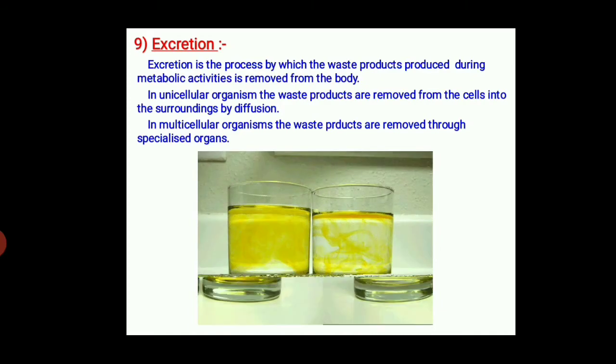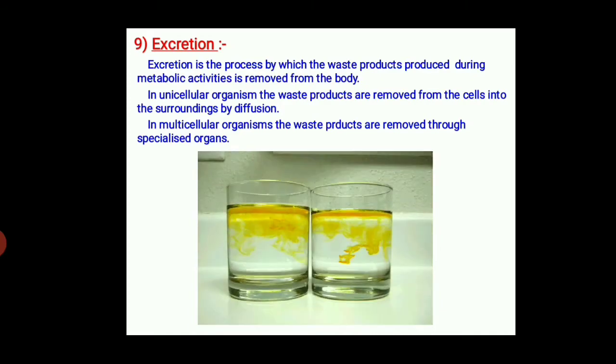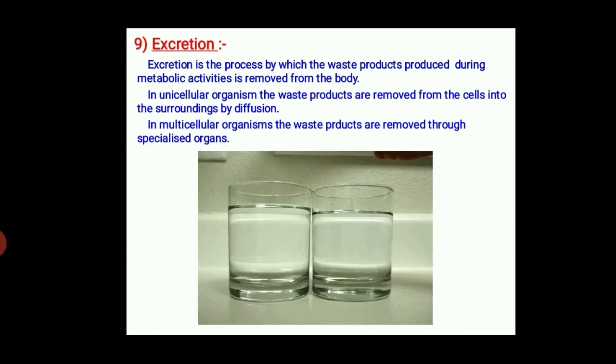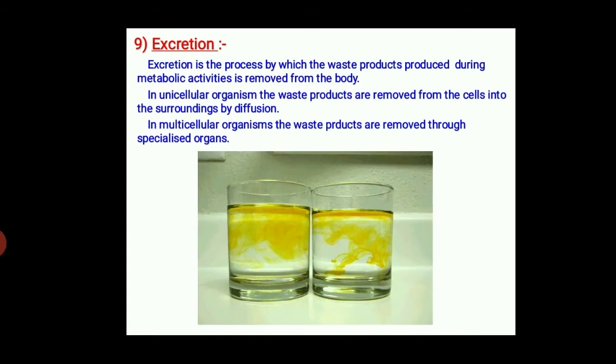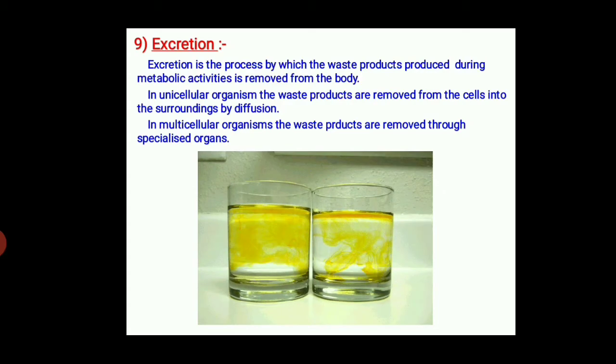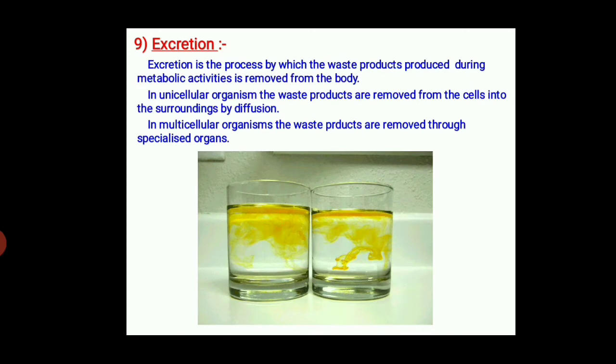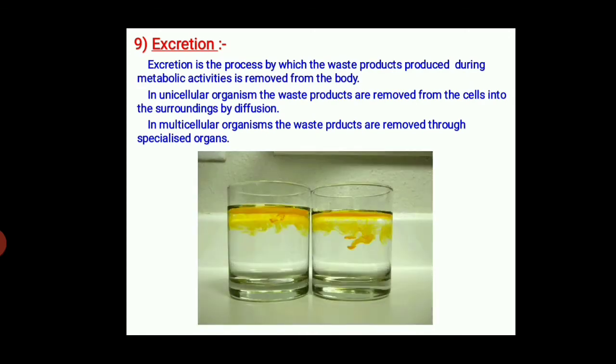In a unicellular organism, the waste products are removed from the cells into the surroundings by diffusion. In a multicellular organism, the waste products are removed through specialized organs. Now we talk about excretion in a simple, easy manner. Excretion is the process of removal of harmful metabolic waste from the body of an organism. There is one more definition also. Osmoregulation is the process of controlling the amount of water and ions in the body of an organism.